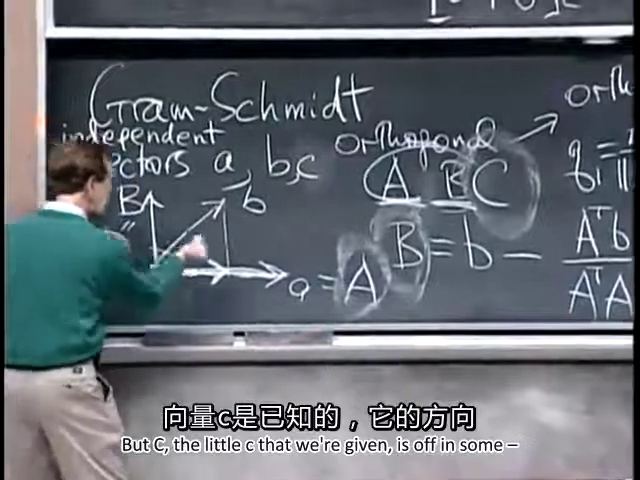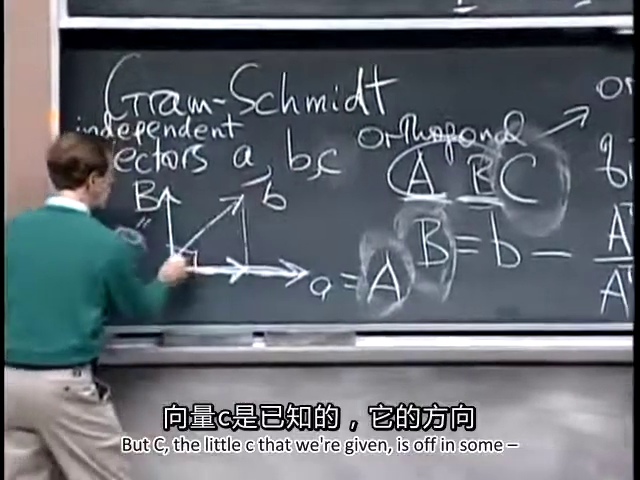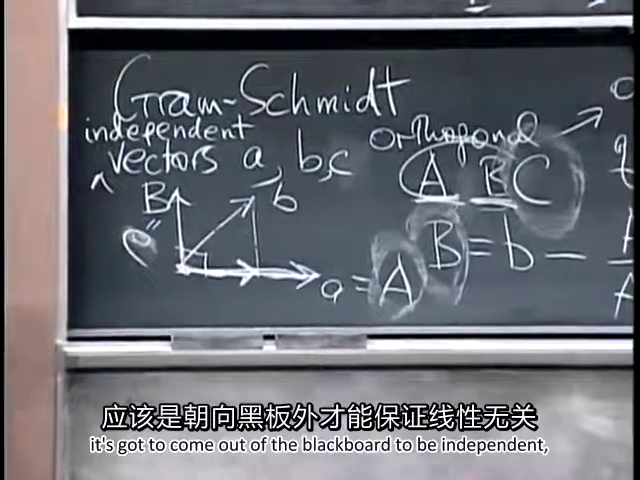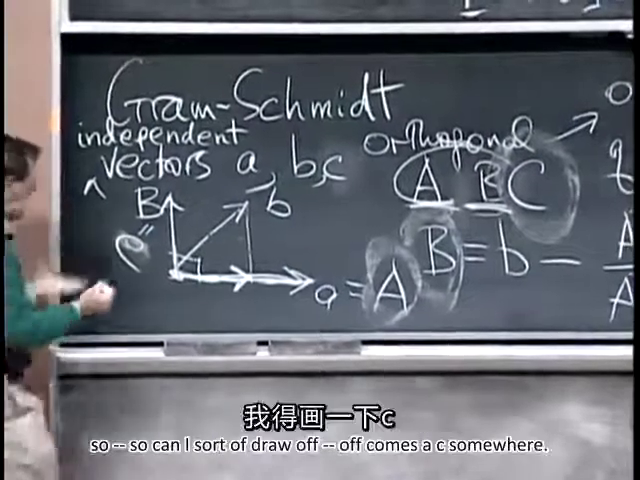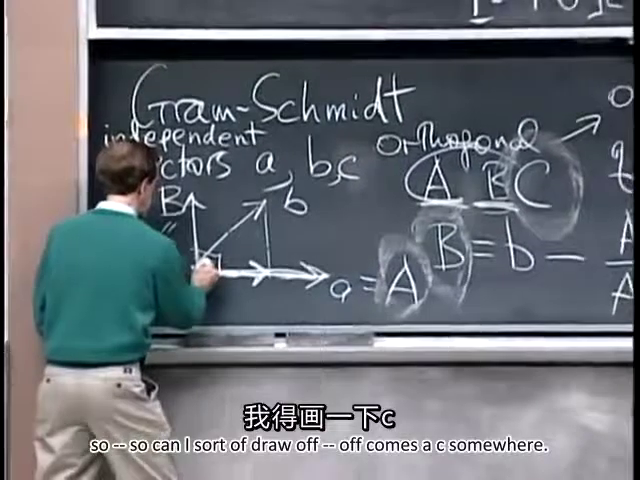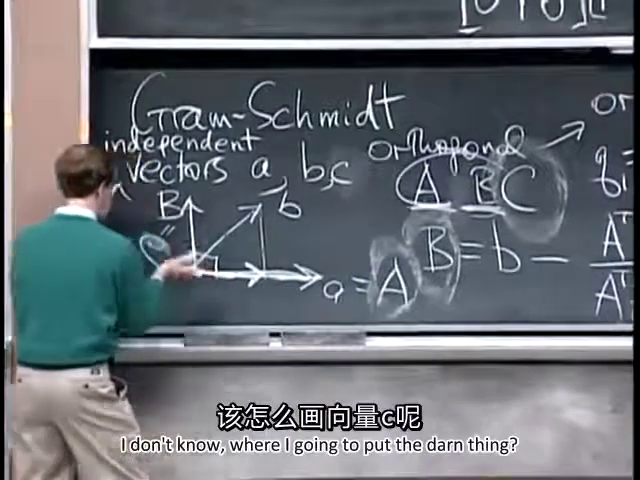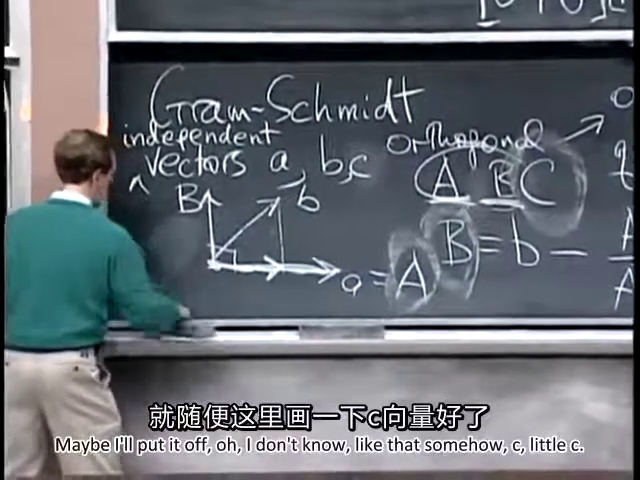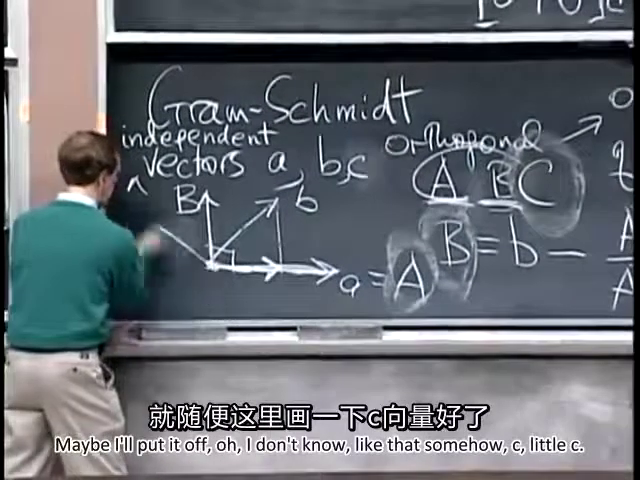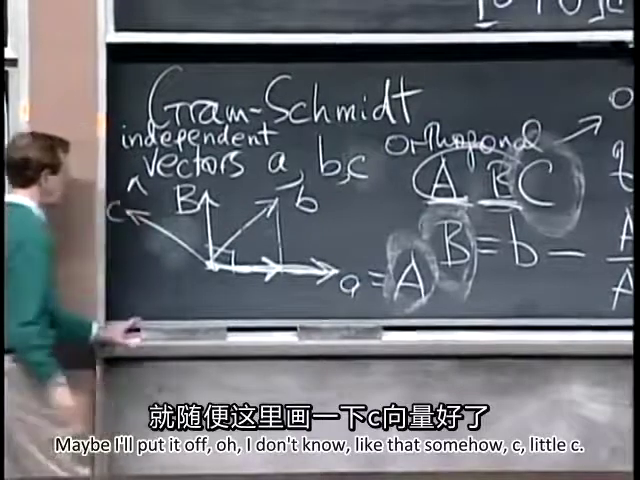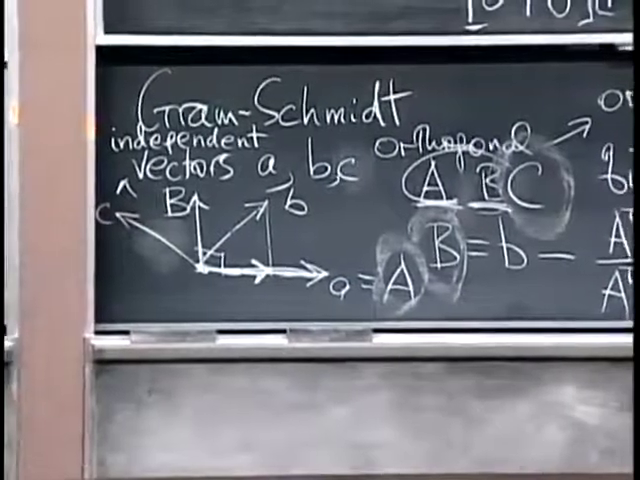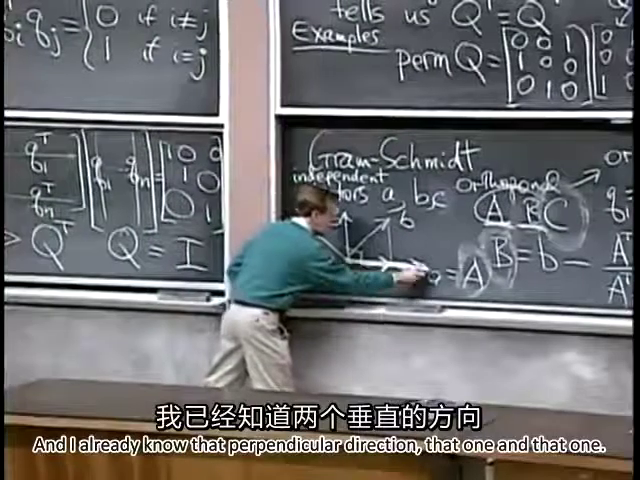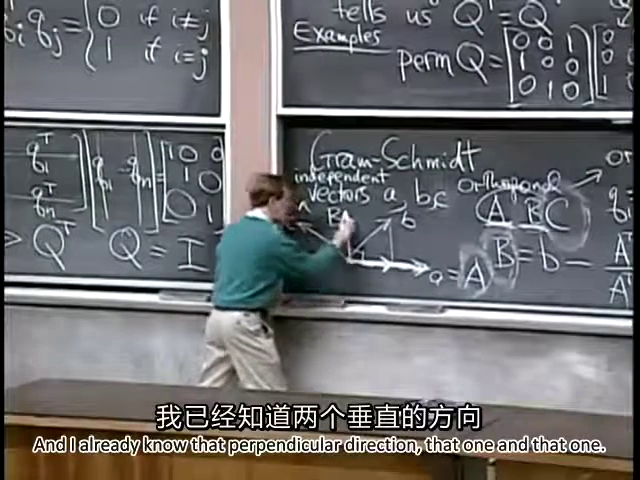But C, the little c that we're given, is off in some... it's got to come out of the blackboard to be independent. So can I sort of draw off? Off comes a C somewhere. I don't know. Where am I going to put the darn thing? Maybe I'll put it off... Oh, I don't know. Like that. Somehow. C. Little c. And I already know that perpendicular direction, that one and that one.